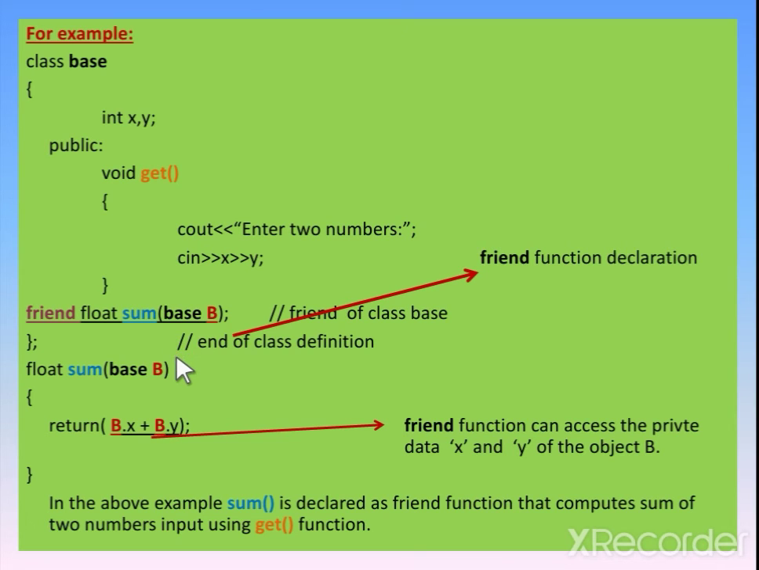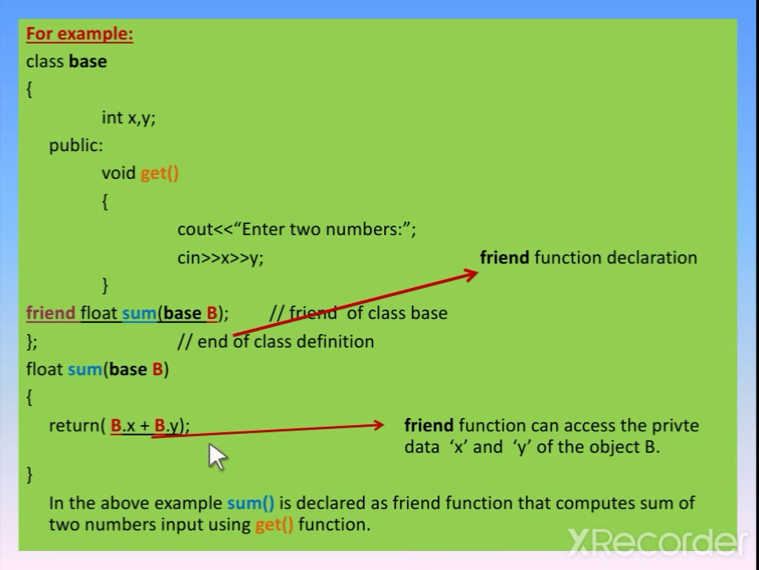Now the definition of the friend function. It does not use either the keyword friend or the scope resolution operator. It is defined like a normal function. How do you define it? Return type specifier, function name with a class name and object. Float is the return type specifier, followed by the function name sum with the class name Base and object name b.